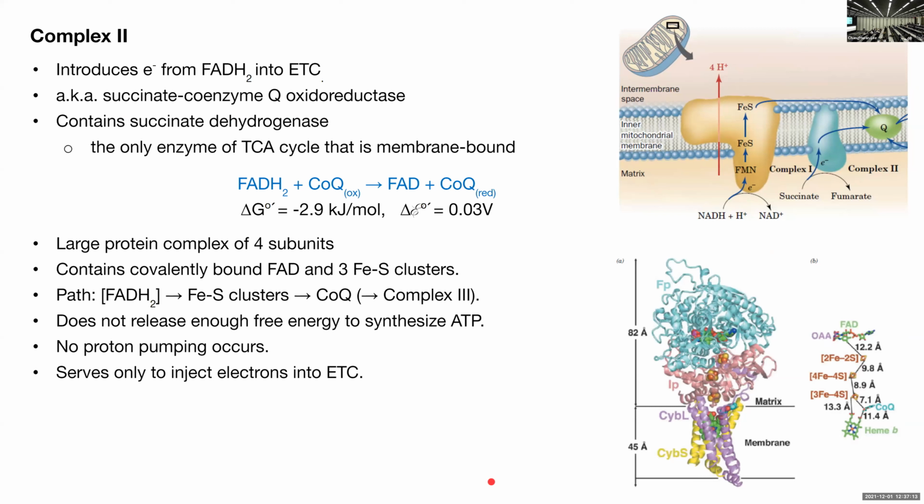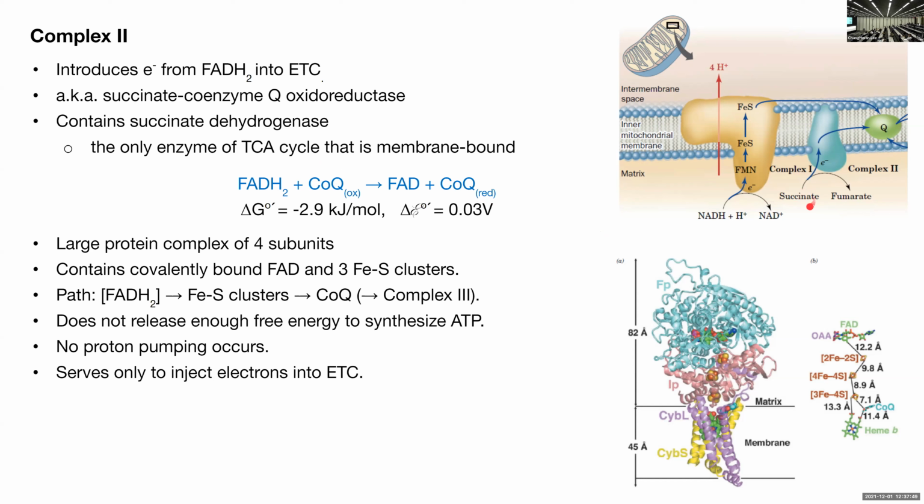Now we're going to move on to the next complex, still within the electron transport chain, complex 2. And that complex 2 introduces electrons from FADH2, not NADH, right? It's a separate process, into the electron transport chain, especially to coenzyme Q. It's also known as succinate coenzyme Q oxidoreductase. So it is involved in a redox reaction, and it links the succinate and coenzyme Q.